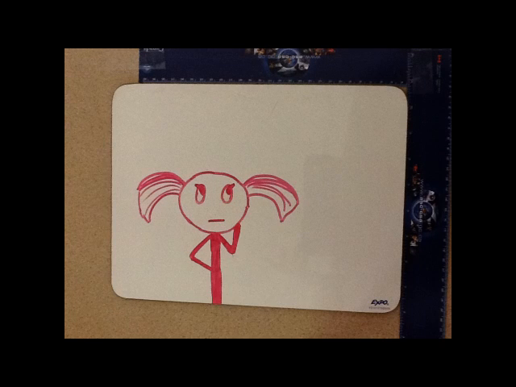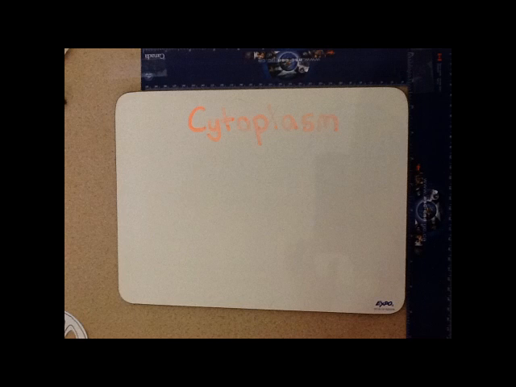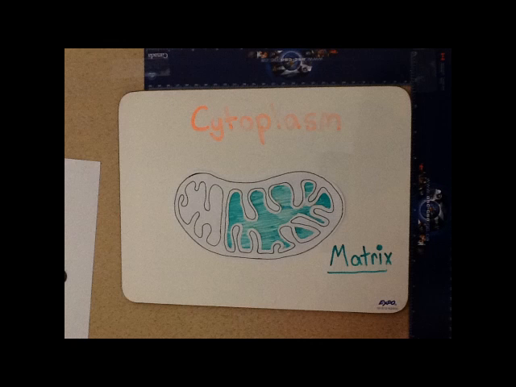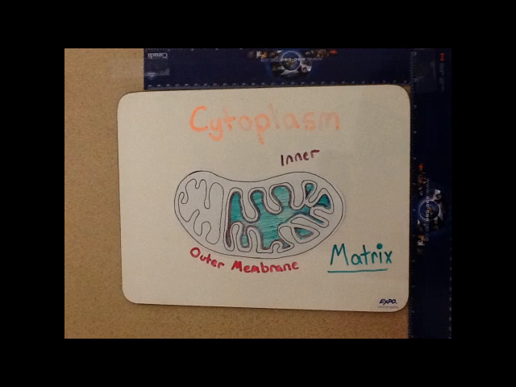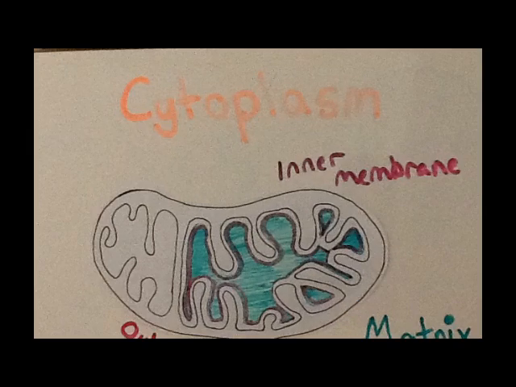Ever wondered how you breathe? Well, Sally has. Have no fear, Sally, because we're here to teach you. It all starts in the cytoplasm, outside the mitochondria. The mitochondria has a matrix, an outer membrane, and an inner membrane. This is the first stage of cellular respiration.